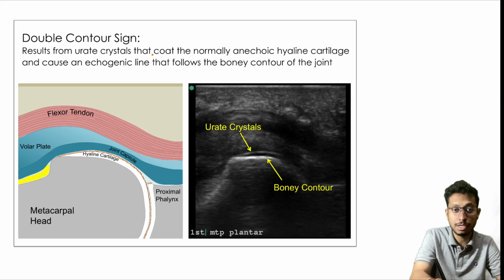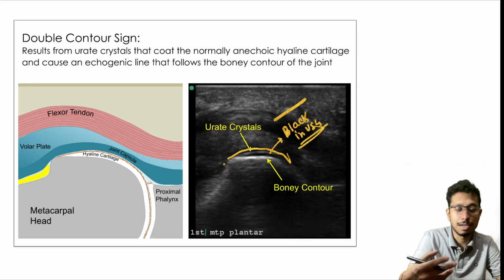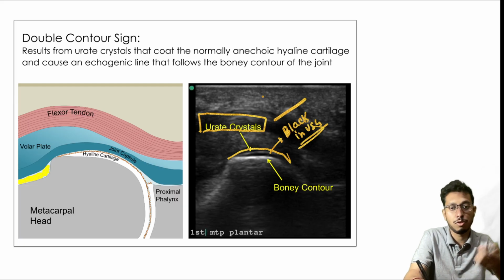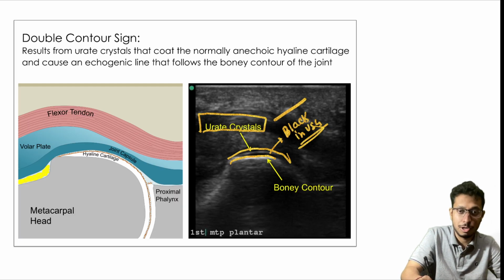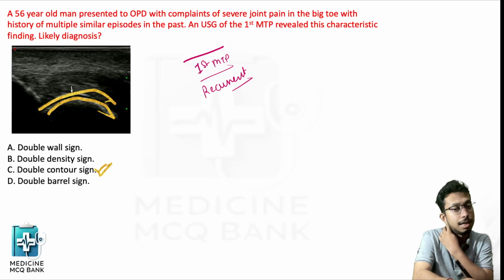It results from the urate crystal that coats the normally anechoic hyaline cartilage. So this hyaline cartilage around the joint cavity usually appears black in USG because it does not reflect the ultrasound, right? But when there is deposition of urate crystal, this anechoic margin, otherwise black colored in USG, becomes white. And also you can obviously see the bony contour. So this bony contour and contour due to the urate crystal deposition result in something known as double contour sign.